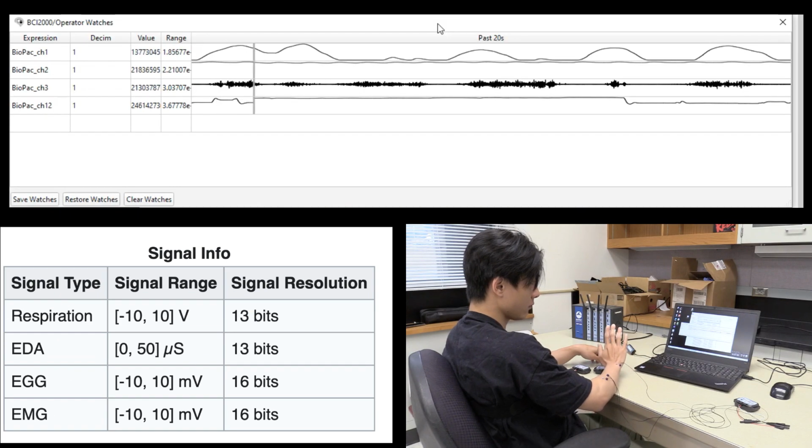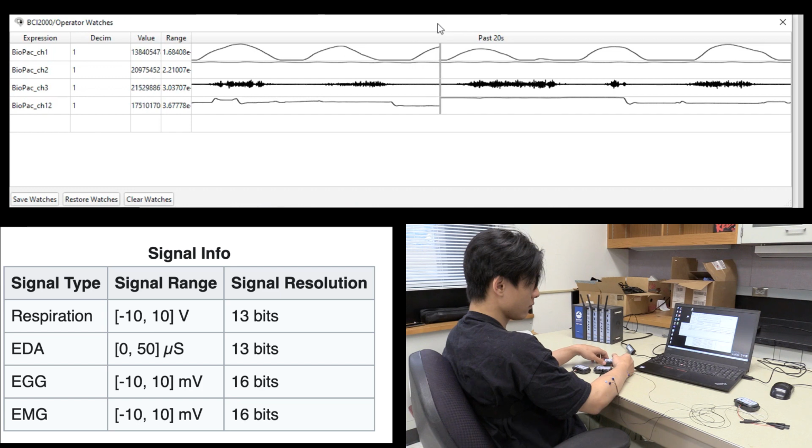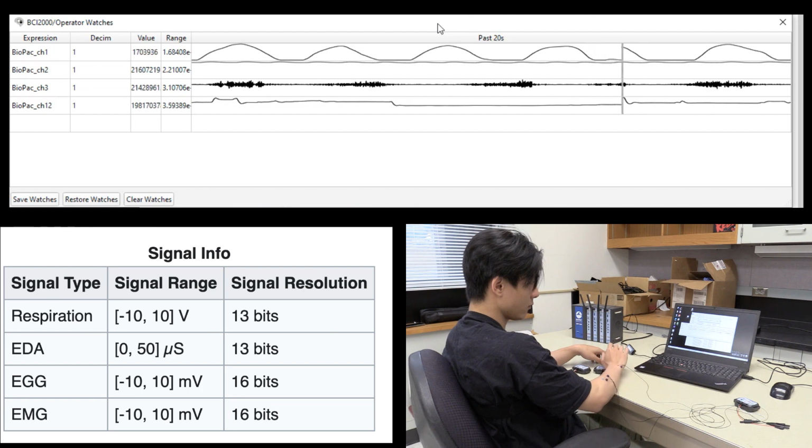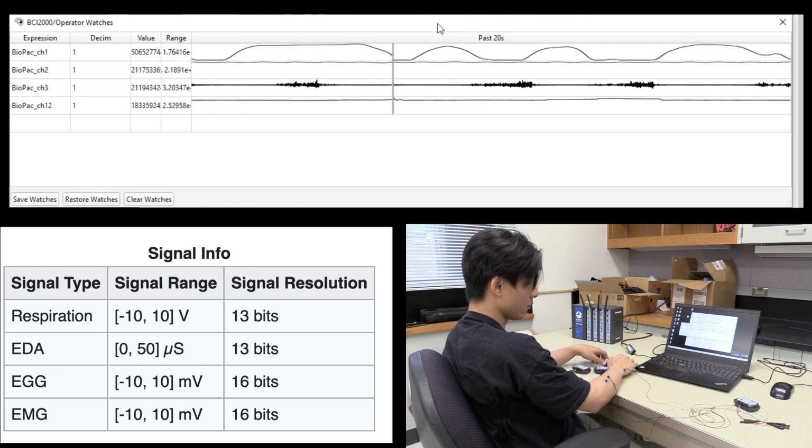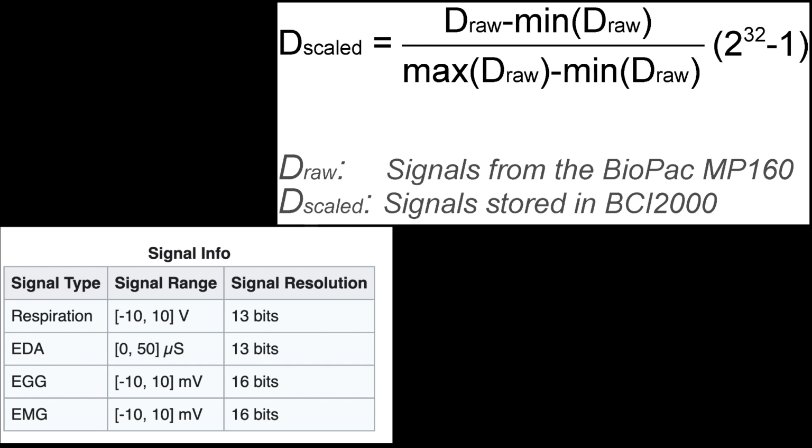These MP160 events will be stored as BCI 2000 events to be used for real-time feedback or evaluated after the experiment is complete. BCI 2000 events can only be stored as unsigned integers. This means the units of the various MP160 signals, voltage or Siemens in the examples above, are not stored. Signals acquired from the BioPac logger are rescaled to 32-bit unsigned integers. To convert back to the original signal scaling, use the following scaling equation.